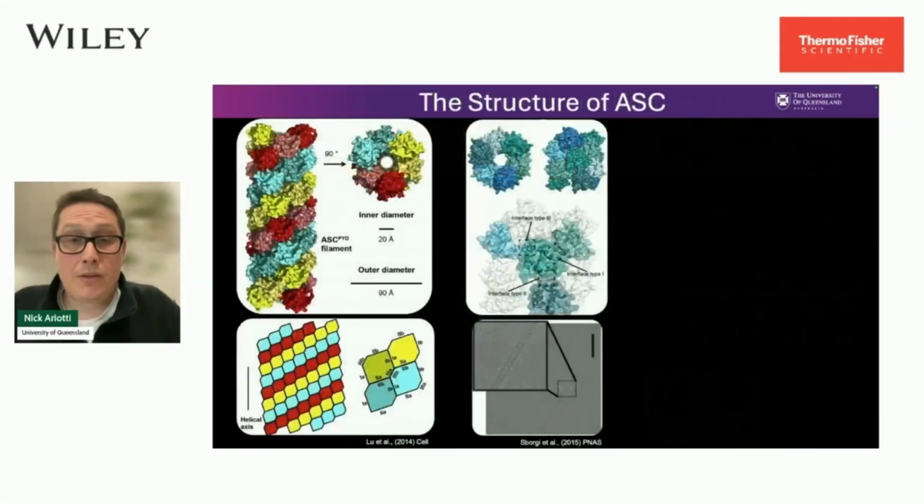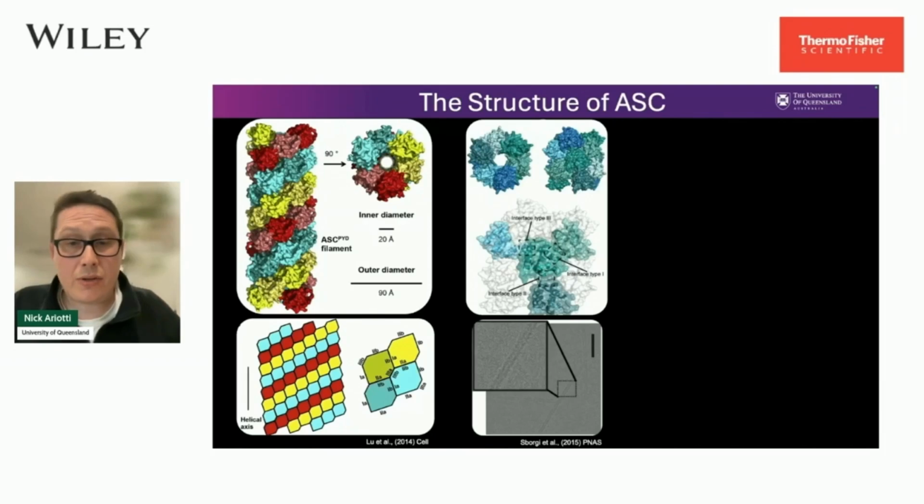Okay, so what we know about the higher order structure of ASC filament comes from the cryo-EM of the pyrin domain. Initially characterized by Ed Egelman's lab over 10 years ago now, they showed that the pyrin domain has C3 symmetry. It forms a helical core assembly with a central pore of around 20 angstroms and an outer diameter to this pyrin domain filament of around 90 angstroms.